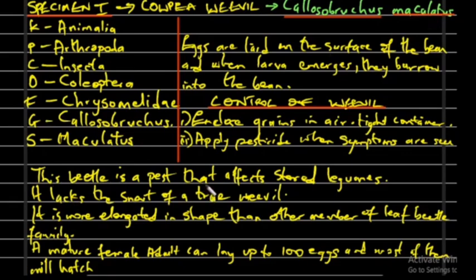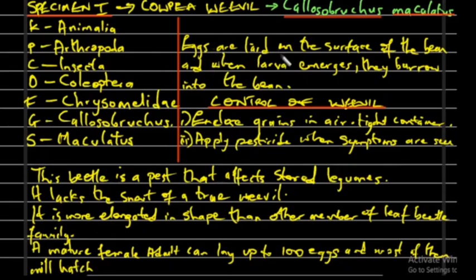This beetle is a pest that affects stored legumes, and it lacks the snout of a true weevil. Because it lacks the snout, it is not actually seen as a true weevil. It is more elongated in shape than other members of the leaf beetle family, and its mature female adults can lay up to 100 eggs, and most of these eggs will hatch.